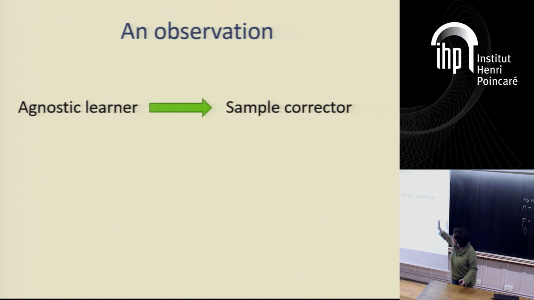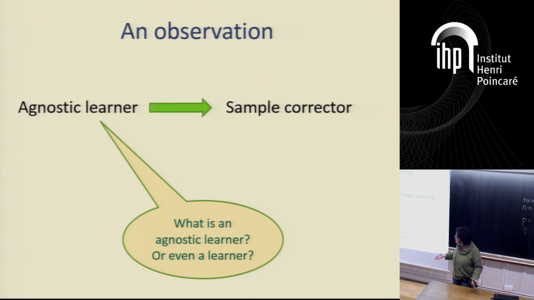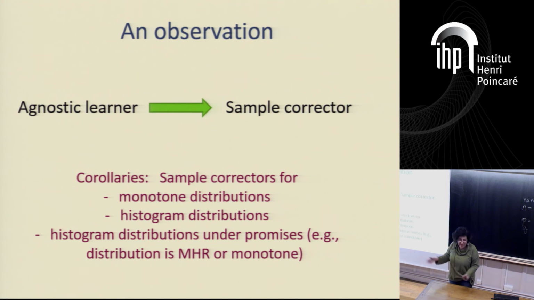So that's just one thing to notice. And this gives us a bunch of corollaries. You can get sample correctors for all these problems. I don't want to go into it. But what I want to say is the whole game then is really, when can we do better than agnostic learning? I think at this point, once you have such a general statement, then you say, okay, can I do better than agnostic learning?